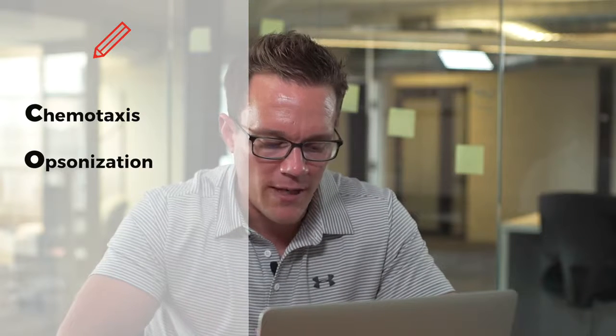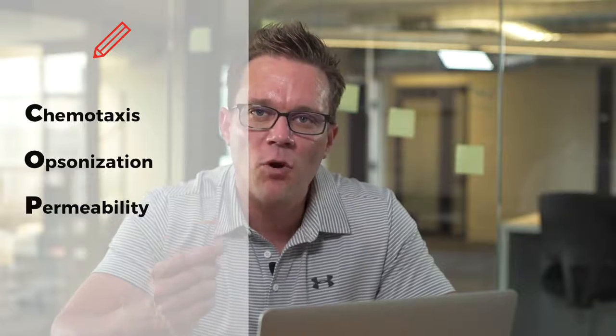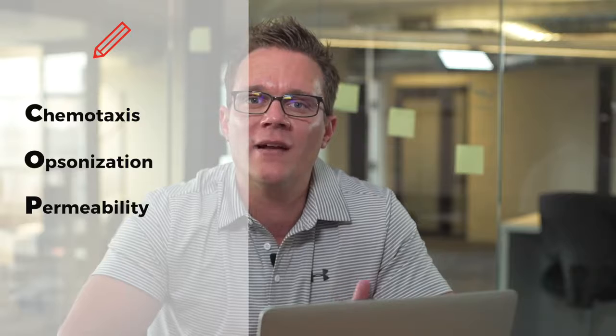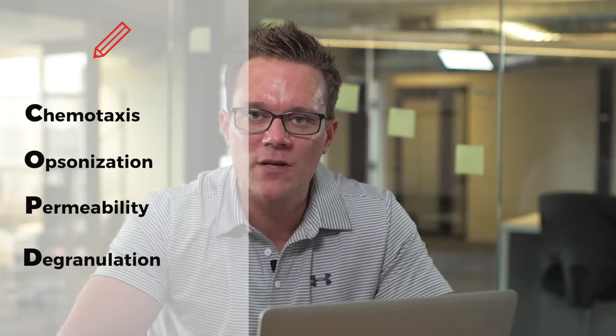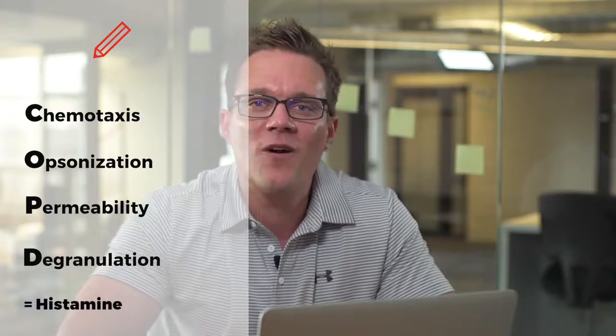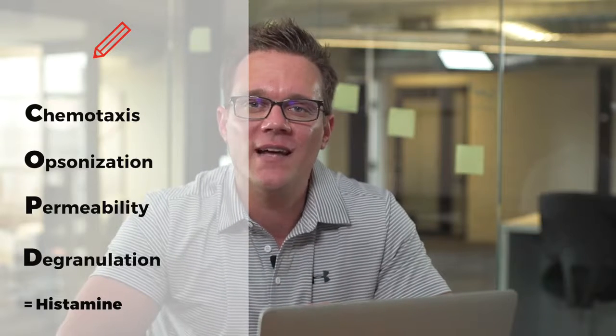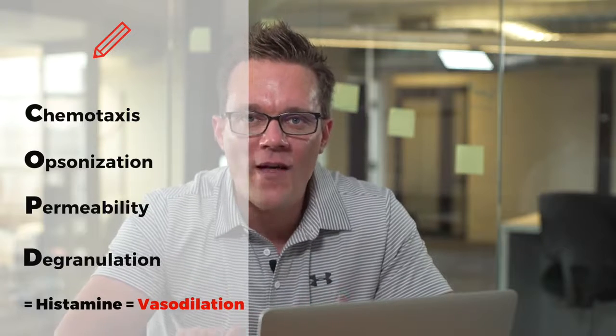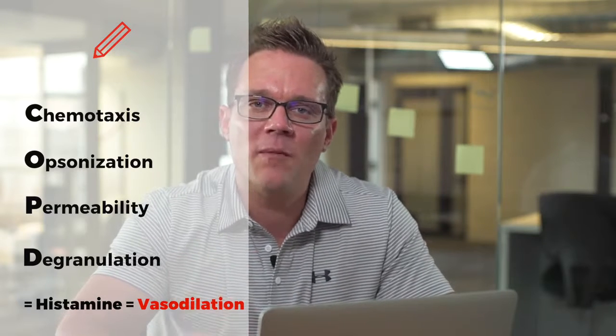The next one's going to be increased vascular permeability, okay? And it does that through the D, which is degranulation of mast cells, okay? So when you degranulate mast cells, you know histamine's released. If there's one word I want you to associate with histamine on the test, it is vasodilation, okay? So think of all that as being, what does complement pathway do?